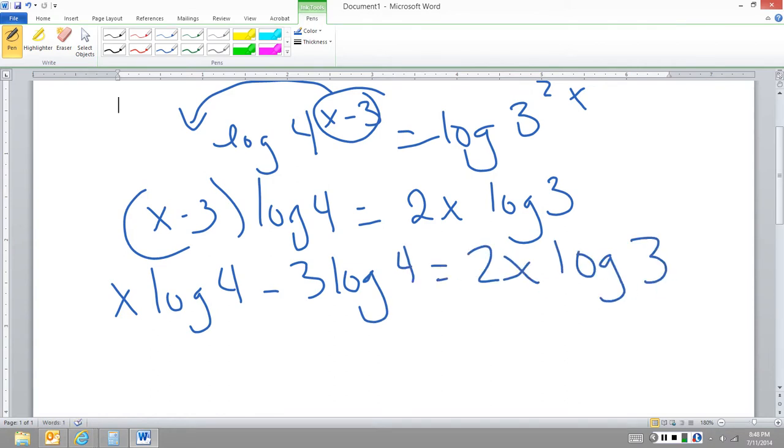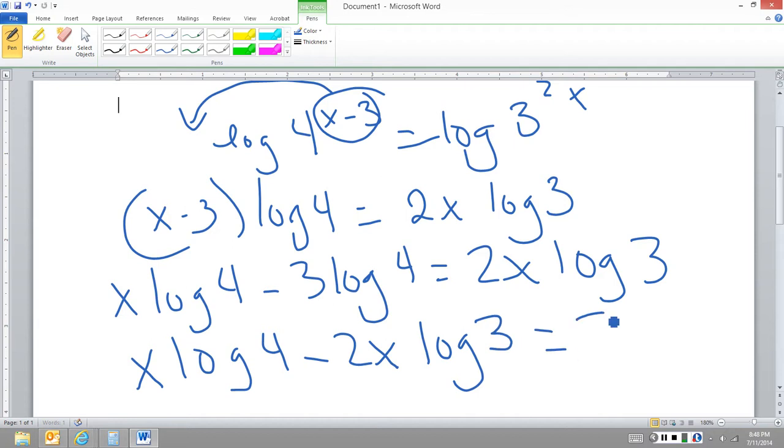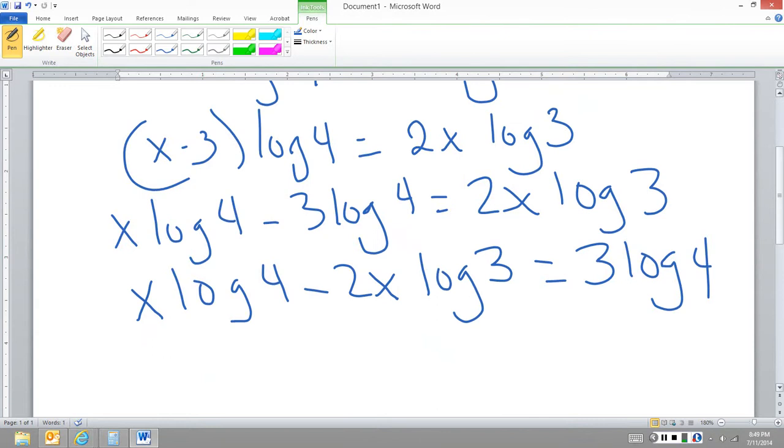Then I'm going to put the x's both on one side. So I'm going to leave x log 4 here. I'm going to move over this one, so I change the sign, and I'm going to move the other one to the other side. Now, obviously, I could have gone in the opposite direction. It doesn't really matter. I just went this way so that I didn't have a negative hanging out, so there's less chance of me losing it.